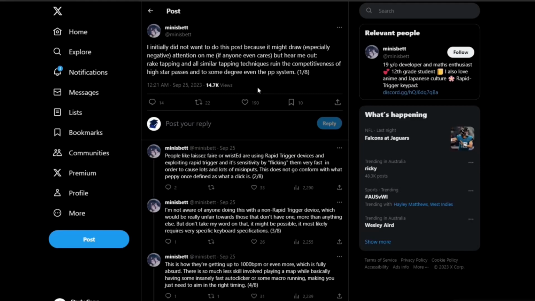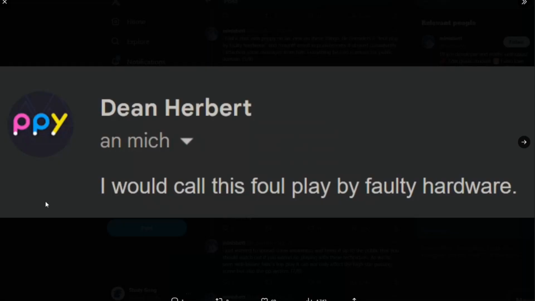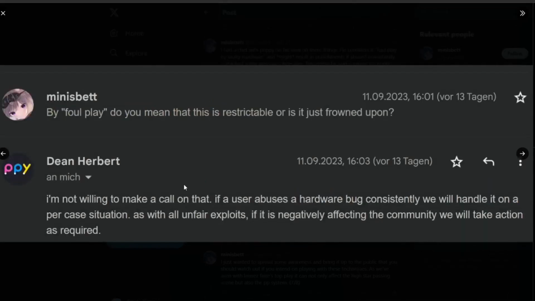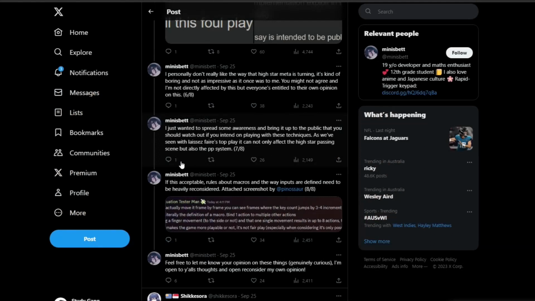Now, there are some rumors going around that the use of rake tapping could get your account banned. A Twitter user by the name of Minusbet has made a Twitter post about this and has also asked Peppy. Pretty much, he does consider this a foul play, as it does abuse hardware. He does go on that he's not making a definitive call on it yet, but he does state that if it is negatively affecting the community, we will take action as required. Now, one of the key points from this is that Minusbet wants to spread awareness that you should use this at your own risk, as it might not be allowed in the future.